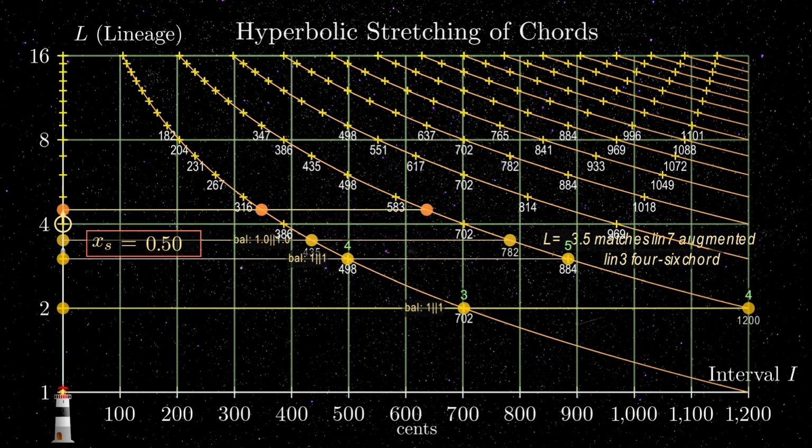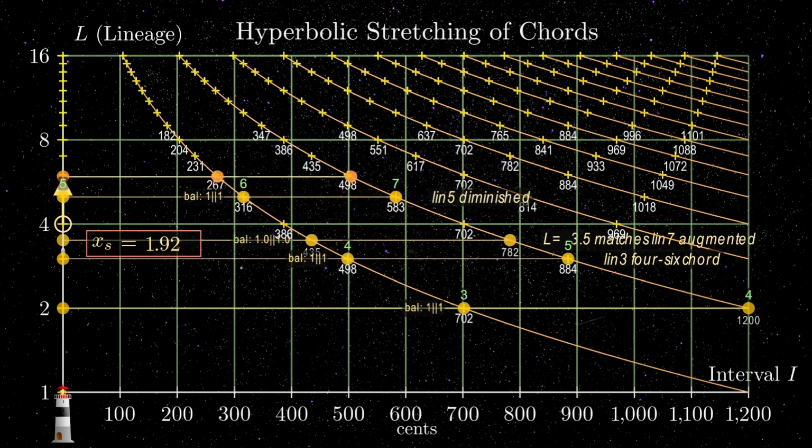Hyperbolic stretching differs fundamentally from MIDI pitch bending because the pitch of the root remains constant, but the chord changes its type. Other spectral chords are hit precisely as they are being passed.